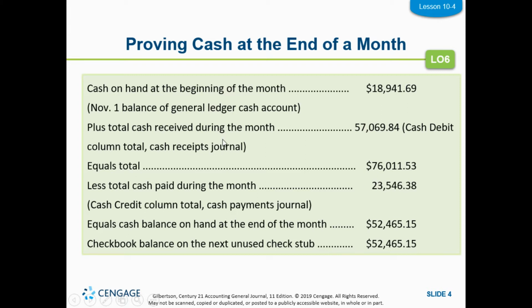Notice we have the cash receipts journal for cash received, cash payments journal for cash paid out. We come down here to what our previous subtotal was minus cash paid out. We end up with 52,465, and that should match our checkbook balance.